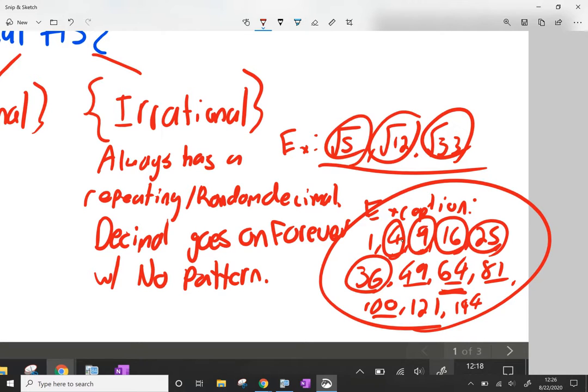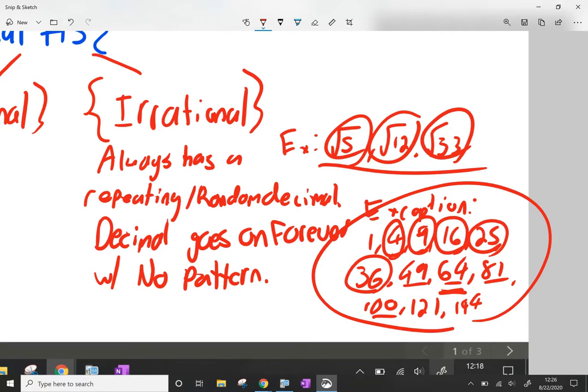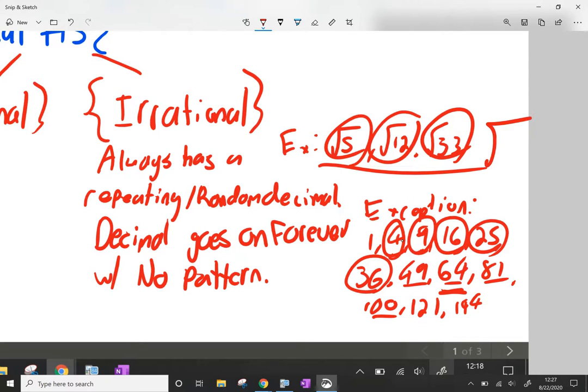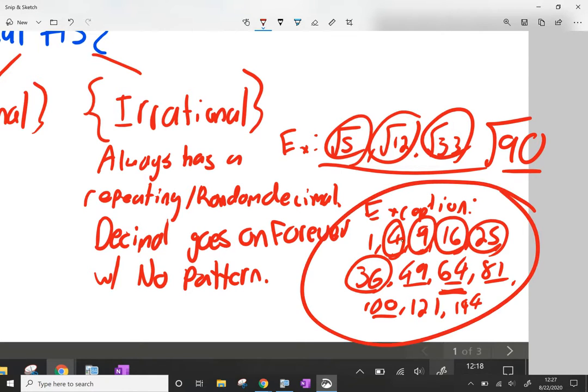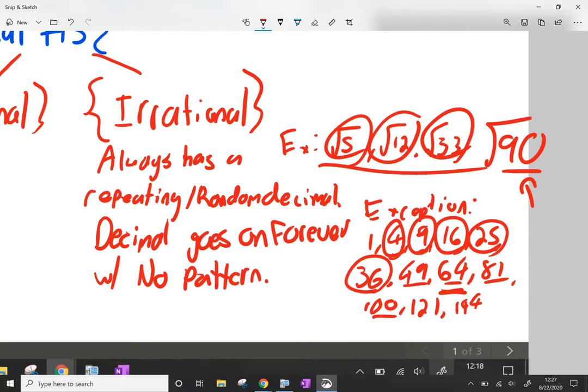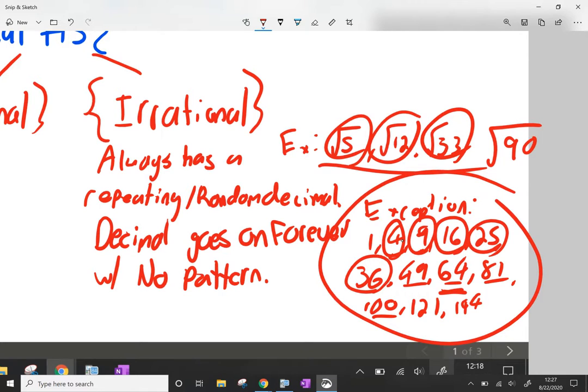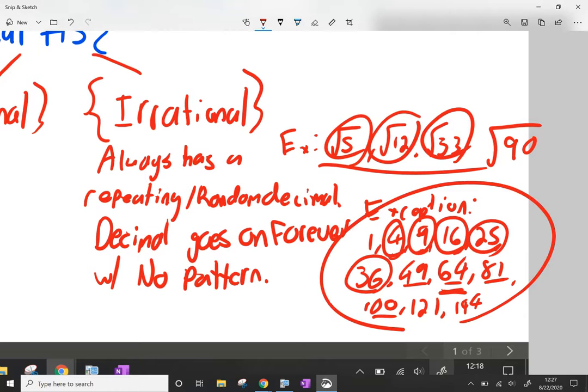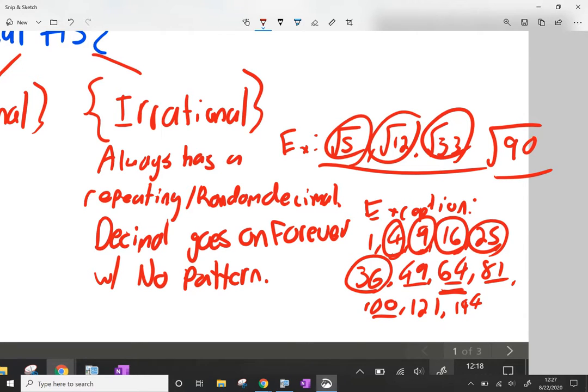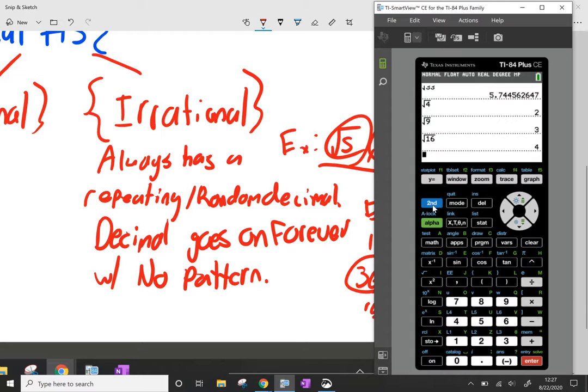Okay, but the general rule of thumb is if you see a square root and it's on this list, then it's not irrational. But if you see a square root of a number and it's a number that's not on that list, then that number is going to be irrational. Okay, so let me say that one more time for it to sink in. If you see the square root of a number that is not on this list, so like the square root of 90, notice how 90 is not on my list here, then that means that number is irrational. If you want to take a calculator and check, you can. If you type in the square root of 90, you'll notice it's going to have that long decimal.